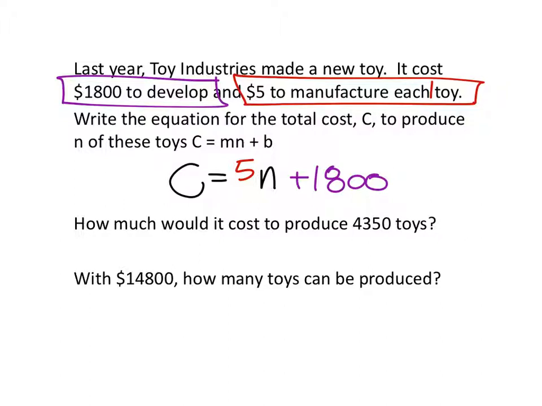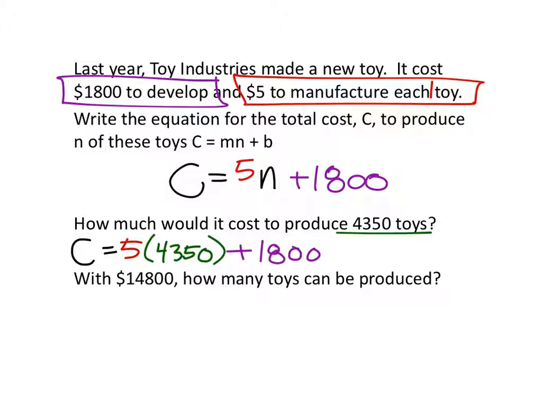All right, well, the second part, the cost is still 5 times the number of toys, but they told us how many toys. 4,350 toys. And then we'll add that to the 1,800. This is something we can plug directly into the calculator. There we go. So if they were to produce 4,350 toys, it would cost them $23,550. If you want the comma there, that's fine.